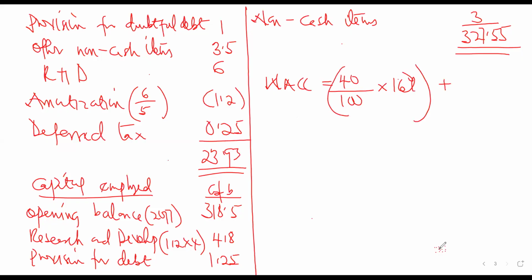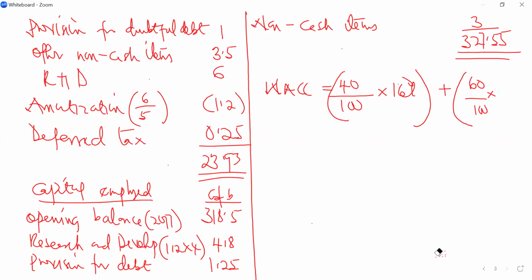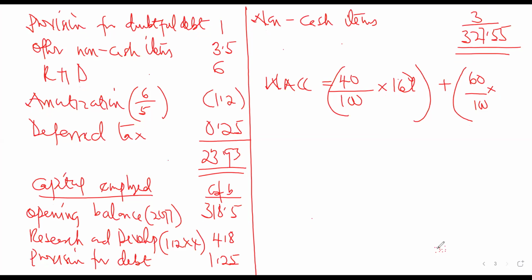Then what percentage is the debt? 60 over 100 multiplied by your cost of debt, which is a pre-tax cost of debt. You multiply by the after-tax rate. So we have 5% multiplied by 0.75. It should always be after tax cost of debt. So we have the WACC is equal to 0.4 multiplied by 16% plus 0.6 multiplied by 5% multiplied by 0.75.